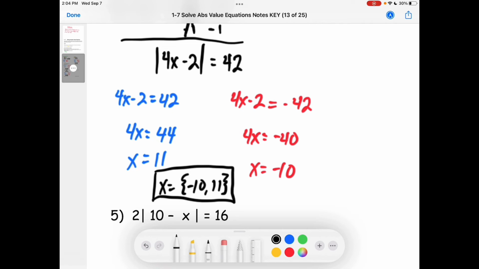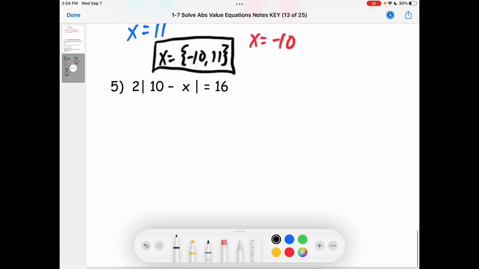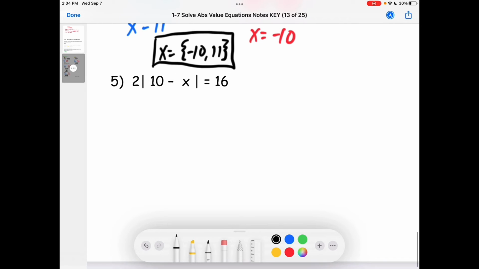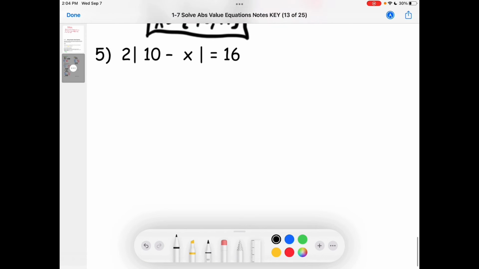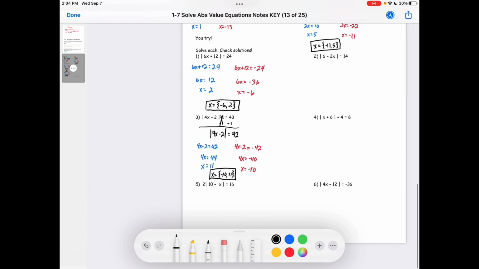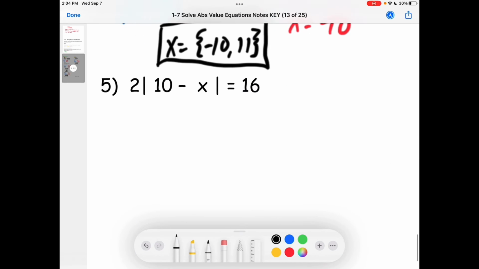Came up with solutions of negative 10 and positive 11. Okay, real quick, I want to go over number 5 and 6 also. You can do number 3 and 4 on your own. Okay? Number 5 and 6, or excuse me, number 2 and 4, you can do on your own.